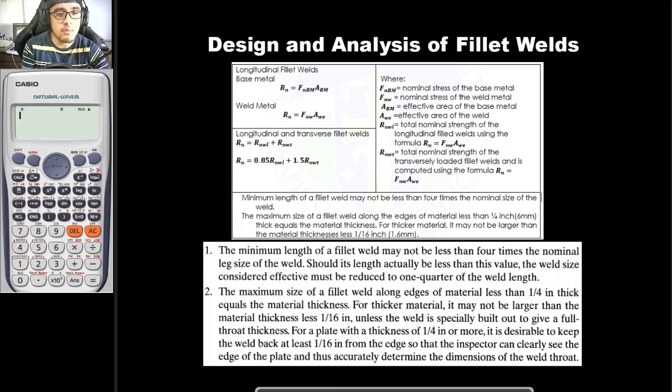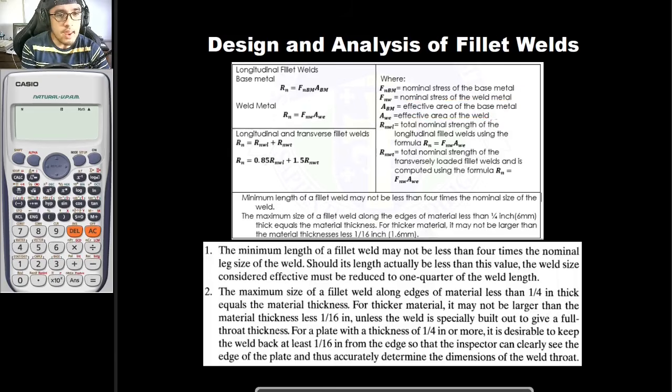This would be the main formula that we would need in the design and analysis of fillet welds. For a longitudinal fillet weld, to get its strength, it is basically the nominal stress times the effective area. So it would be easy to memorize. FNW is the nominal stress of the weld metal, and AWE is the effective area of the weld. Let's have an example later for you to understand this better.